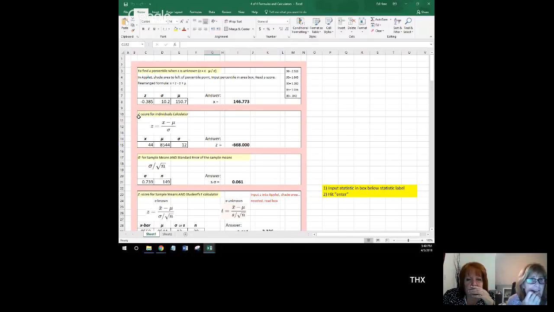All right. To find a percentile when z is unknown, X minus. Is that the formula? I thought it was on our formula thing, but it's not. There's a find a percentile when z is unknown.